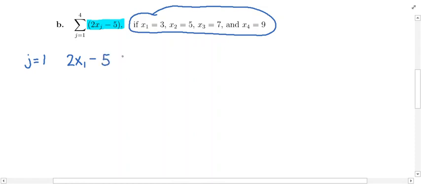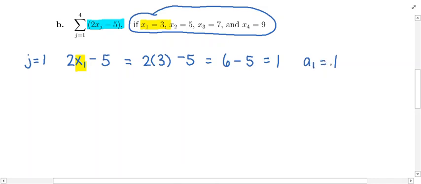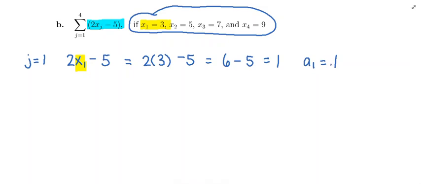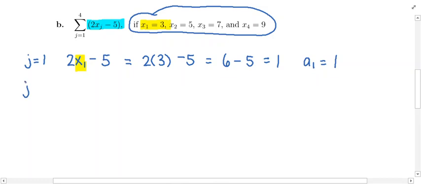Now, what we can do here, we are told what x1 is. x1 is 3. So we can go a step further. This is going to be 2 times 3 minus 5, which is 6 minus 5, which is 1. So what happens here is that the first term in the sequence is going to be 1. It took a couple of steps to get the first term. Now we're done with the first term. We're going to bump up our counter j by 1. So we're going to look at what happens when j is 2.